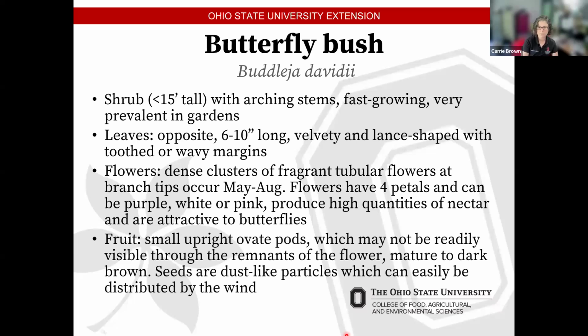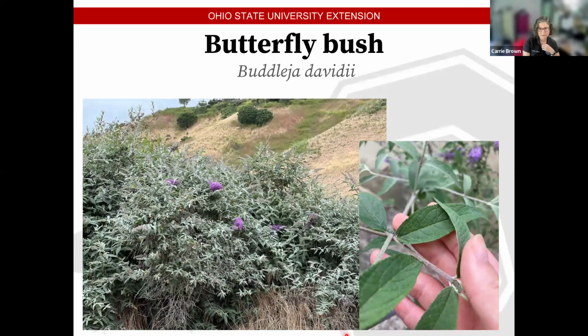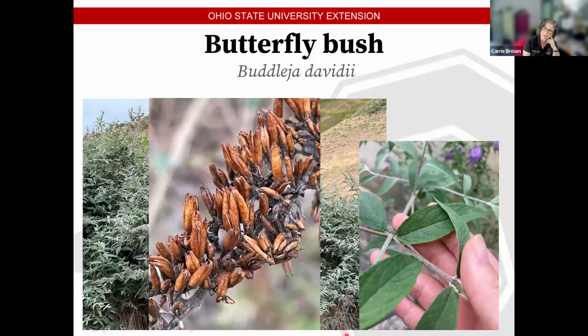The fruit, I think, oftentimes can go overlooked. It's not readily available or visible through the remnants of the flower, but the seeds are very small, dust-like particles that are easily dispersed by the wind. So here we can see some escaped butterfly bush. So it is established, meaning it's not planted in these areas, has those opposite leaves, those tubular, fragrant flowers, and then we can see the seed pods there.